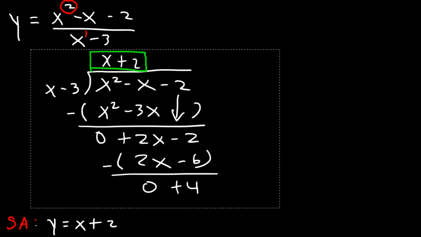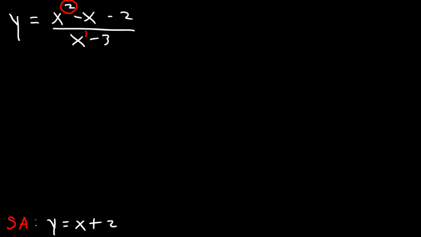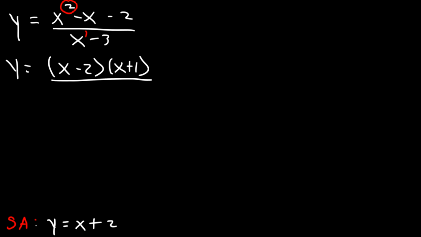Now let's go ahead and factor the original function. What two numbers multiply to negative 2 but add to negative 1? So that's going to be negative 2 and 1. Negative 2 times 1 is negative 2. Negative 2 plus 1 is negative 1. So there are no holes in this graph. None of the factors cancel. However, we can find the vertical asymptote if we set x minus 3 equal to 0, in which case x will be equal to 3.